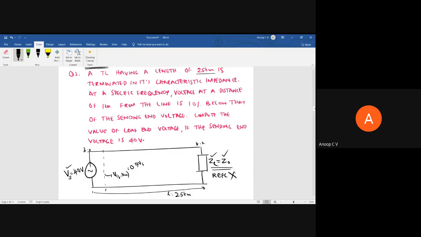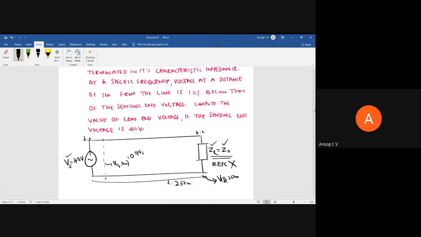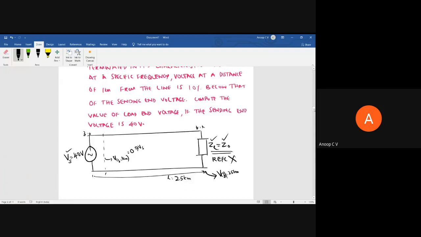So what do we have to find out? We need to find the voltage at Z equal to 25 kilometer. The voltage at Z equal to 25 kilometer is what we have to find out. So this is the question, and these are the things which are given.